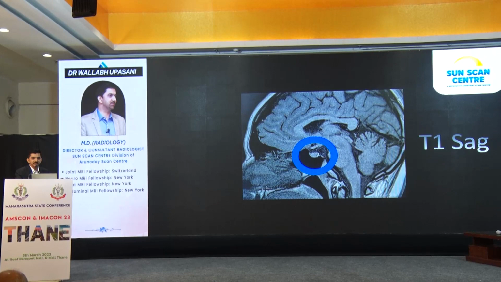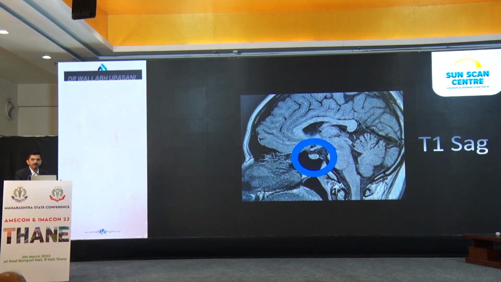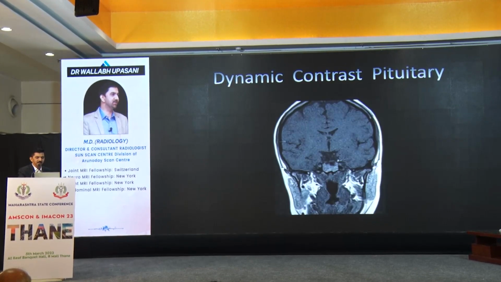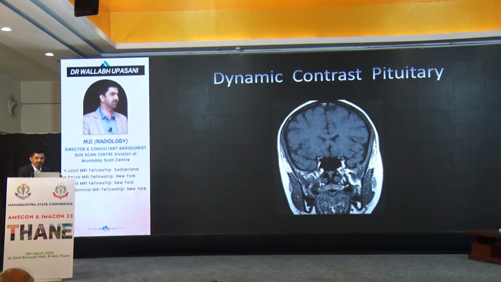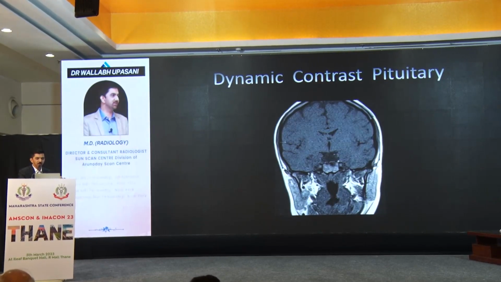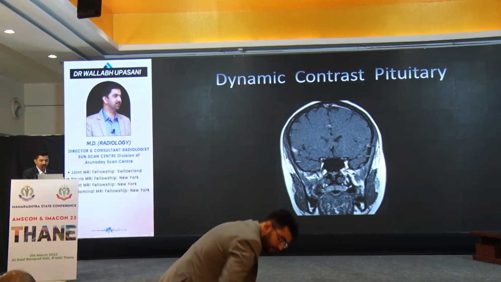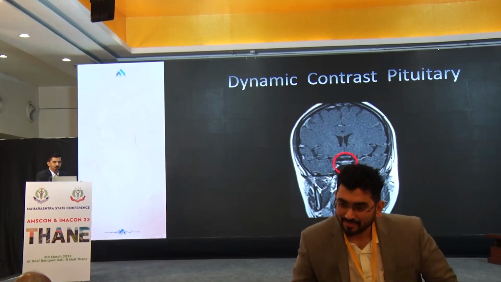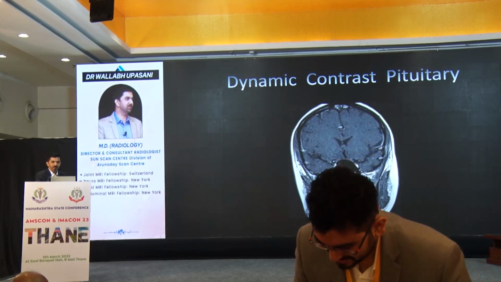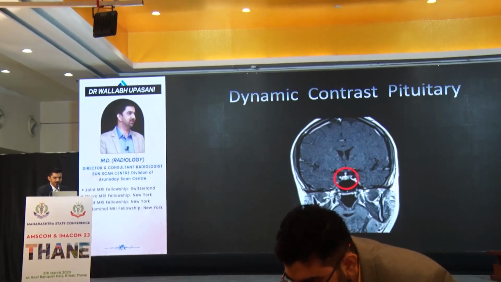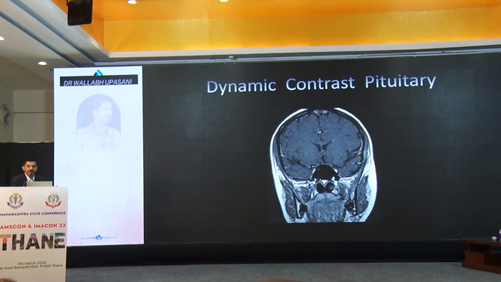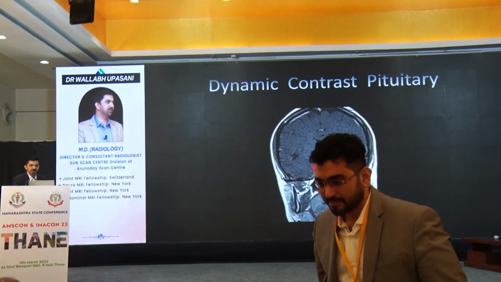When a patient presents with a symptom that relates to the pituitary gland, we do a dynamic contrast. And this is an example of how we see it on the screen when we do a dynamic contrast. The blue circle shows the normal pituitary in the plain phase. And when we inject the contrast, you can see that it is becoming more and more bright because of the contrast. Now if you see carefully, it is showing a very pinpoint lesion.